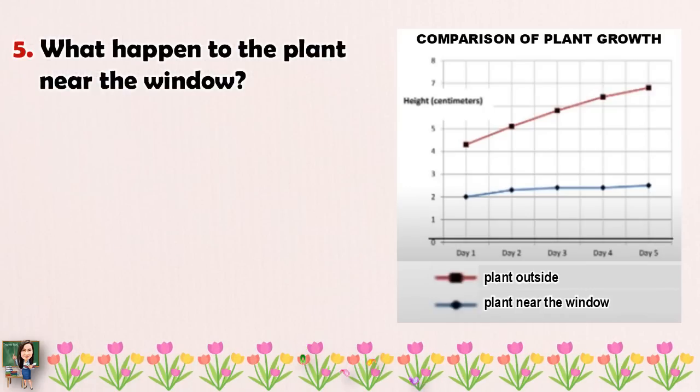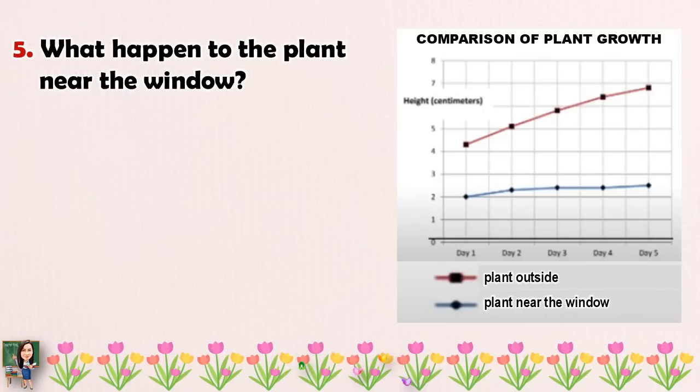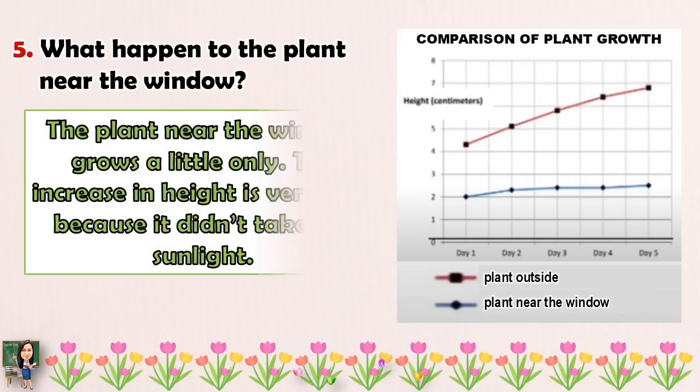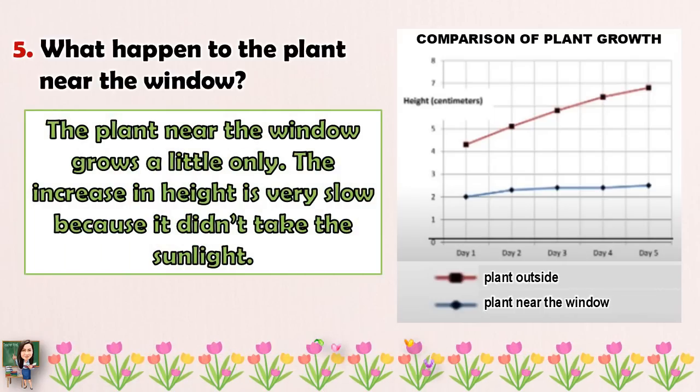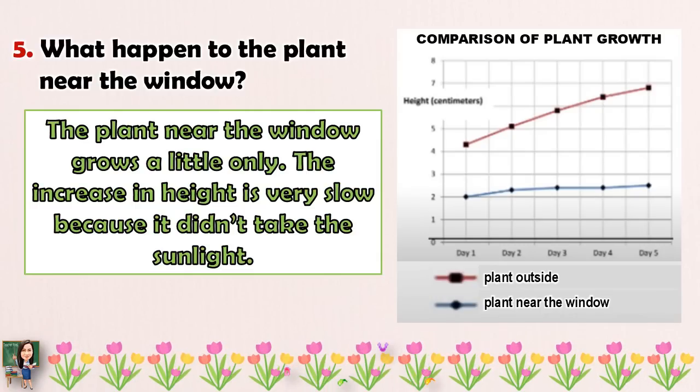Number 5. What happened to the plant near the window? Very good. The plant near the window grows a little only. The increase in height is very slow because it didn't take the sunlight.